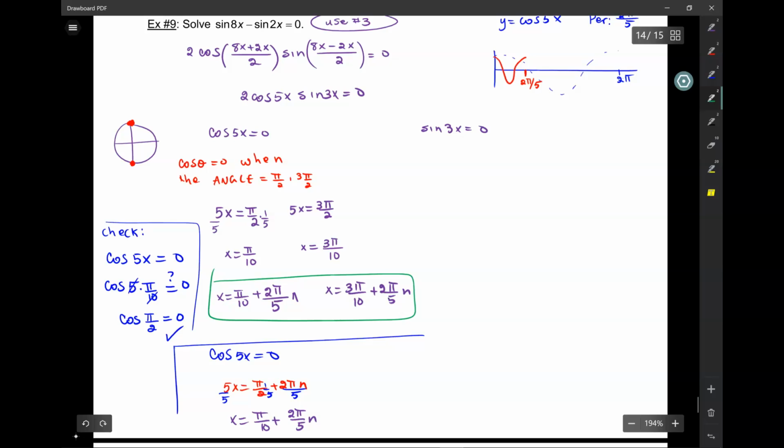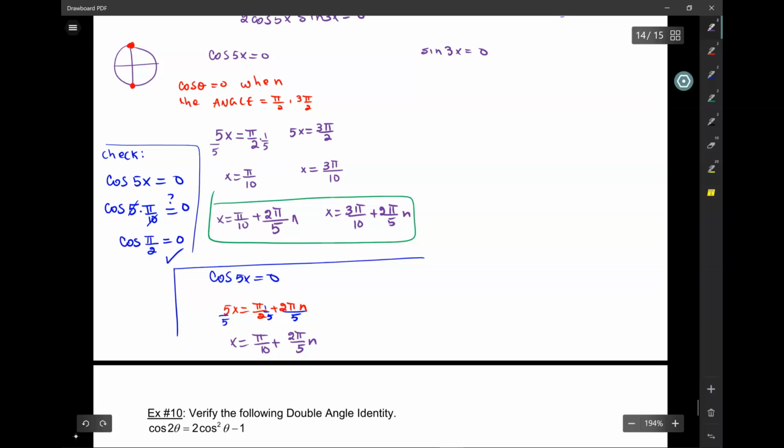We still have sine of 3x equal to 0. So when is that going to happen? When does sine equal 0? At 0 and pi and 2 pi, right? So we say 3x is equal to 0, 3x is equal to pi. But now it's also going to be plus 2 pi n. Is that right? So let's do 3x equals 0 plus 2 pi n, 3x equals pi plus 2 pi n. Okay. Now divide by 3.